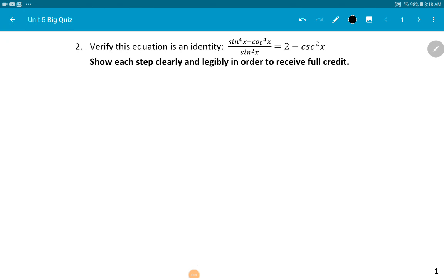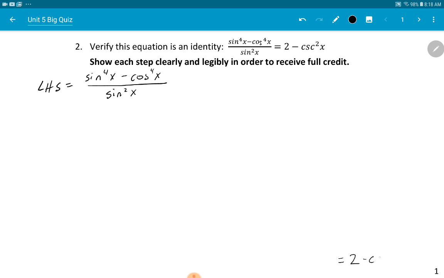On your Unit 5 big quiz number 2, we're going to verify this equation is an identity. Let's see, I'm looking at this. The left side looks more complicated, so I'm going to start on the left-hand side. So starting with the left-hand side, I start with sine to the 4th power minus cosine to the 4th power over sine squared of x. And my goal is to end with the right-hand side.